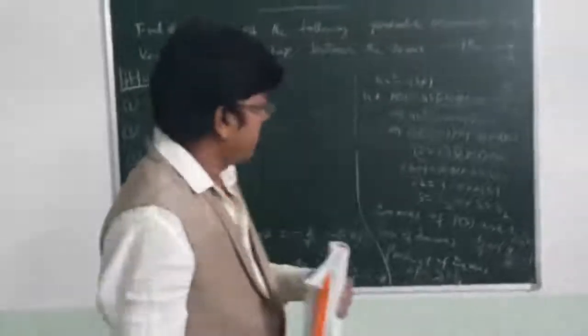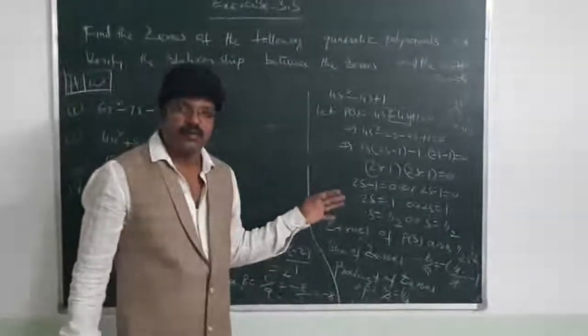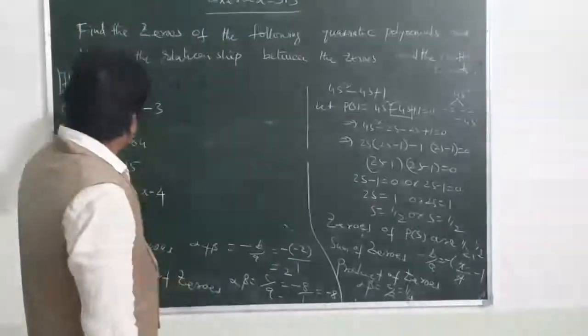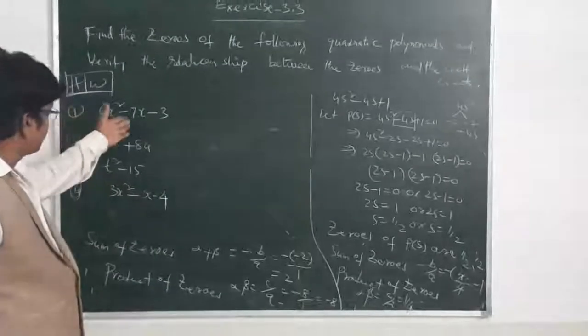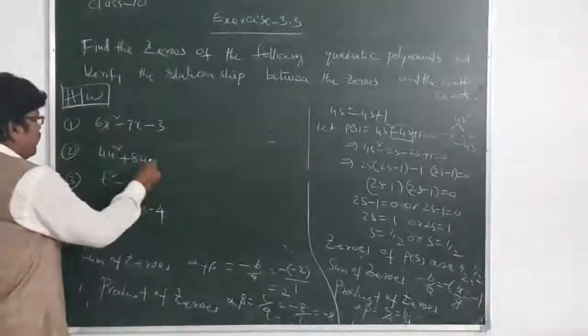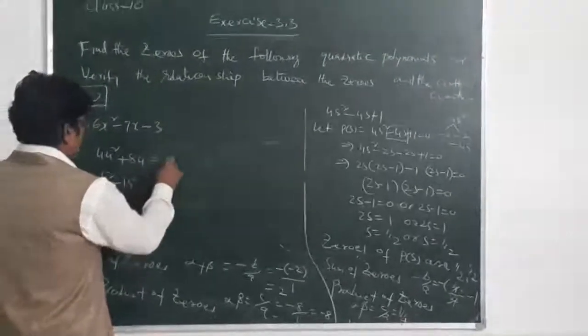So guys, observe very carefully what we have learned in this session and solve. We will solve this: 6x square minus 7x minus 3, and 4u square is equal to 4u square plus 8u.